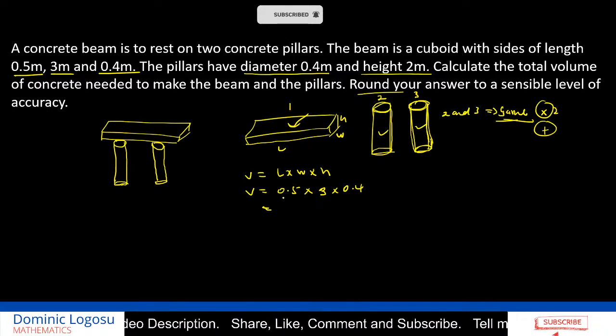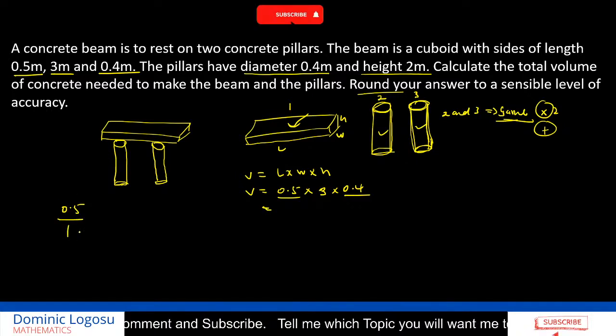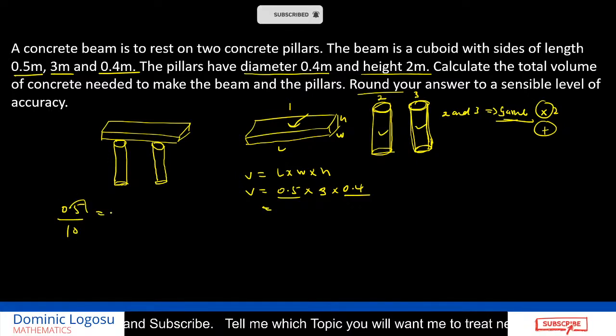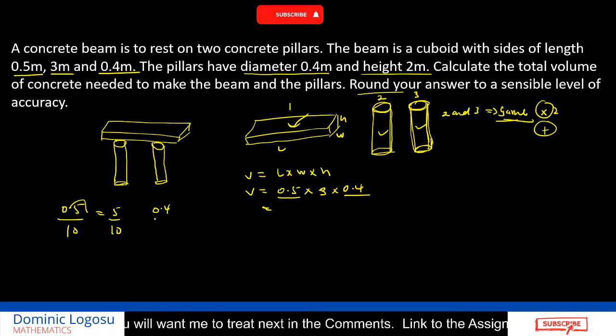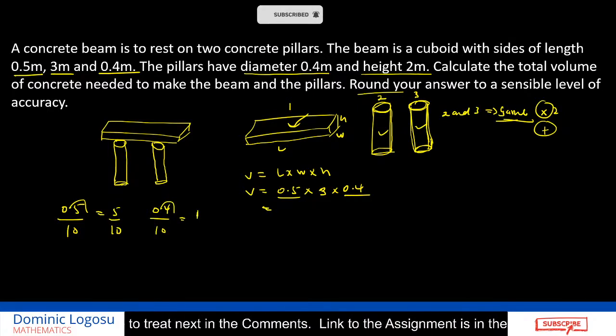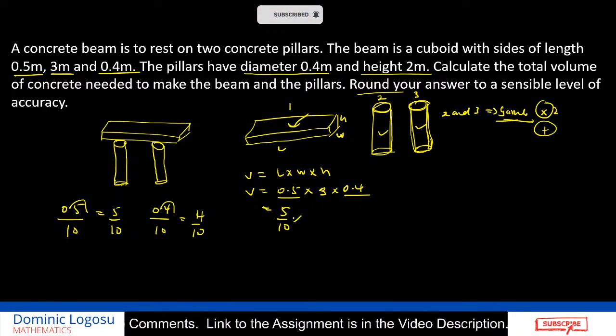To make this very simple, we are going to change the decimals to fractions. So we have 0.5. Remember, 0.5 is over 1. If I flip the dot this way and add 0, this becomes 5 over 10. You can leave it this way, or you can decide to break it down. I'll leave it this way because it will be easy for me to do some cancellation. And then I'll do the 0.4. 0.4 is over 1. When I flip and add 0, that's 4 over 10. So when I bring all this here, this will be 5 over 10 times 3 over 1 times 4 over 10.